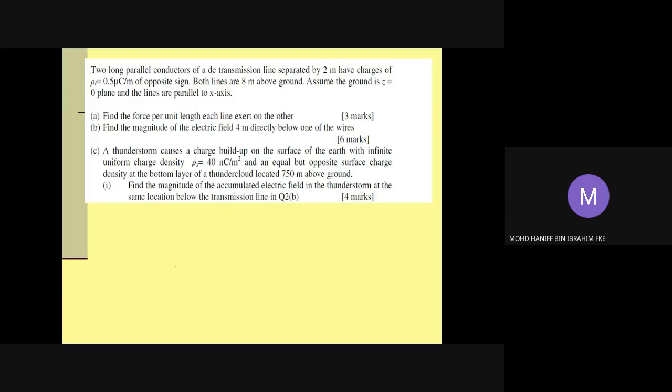We are given the conductors here. Okay, so that should be the x, sorry, that should be y. That should be the x axis, and that should be your z axis. It's given that the parallel conductors are separated by 2 meters with a charge of 0.5 microcoulomb per meter of opposite sign. The lines are 8 meters above ground, and assume the ground is at the z equal to 0 plane.